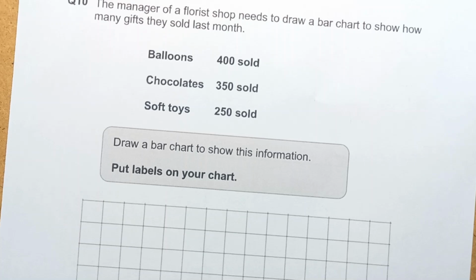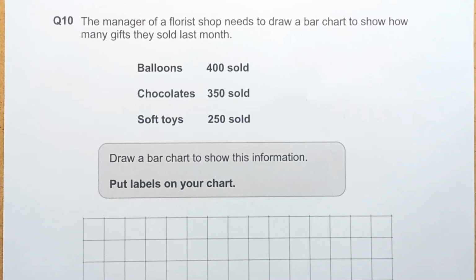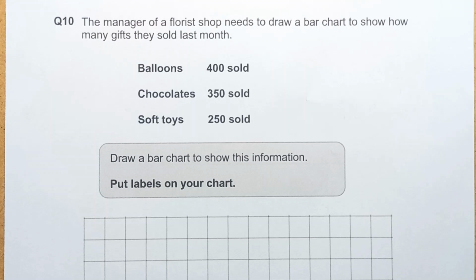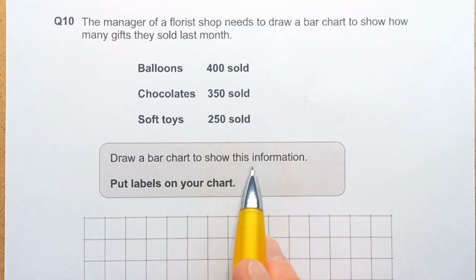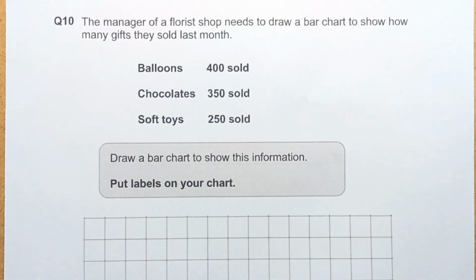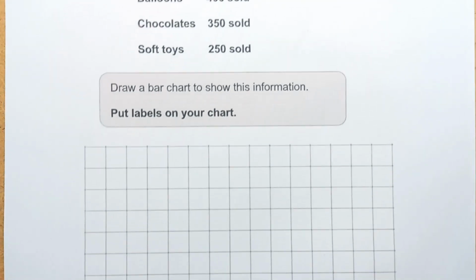Okay. Now we've got the final question. The manager of a florist shop needs to draw a bar chart to show how many gifts they sold last month. So balloons, there were 400 sold, chocolates 350 sold, and soft drinks 250 sold. Draw a bar chart to show this information. Put labels on your chart.